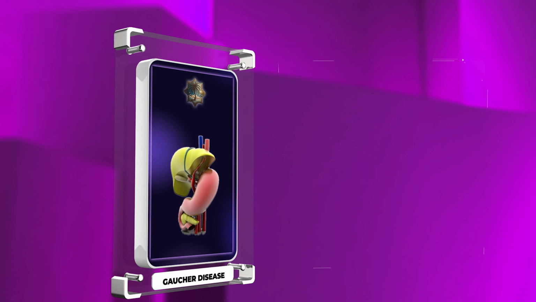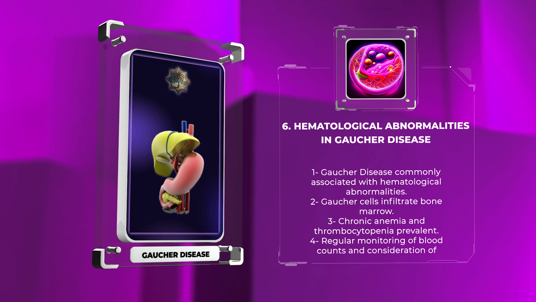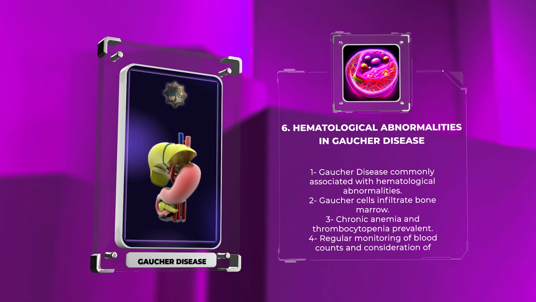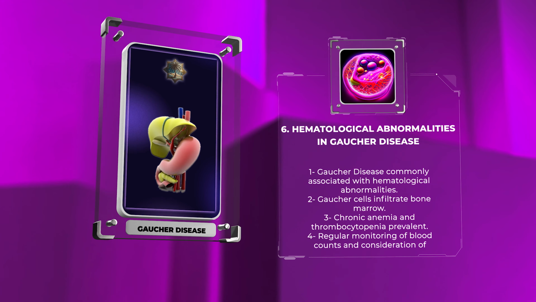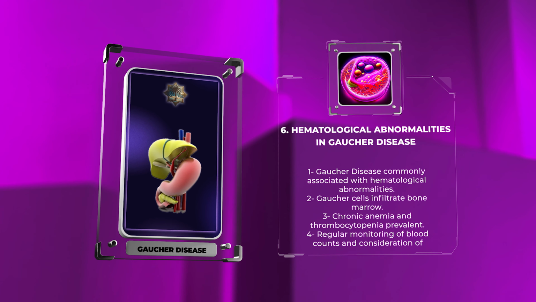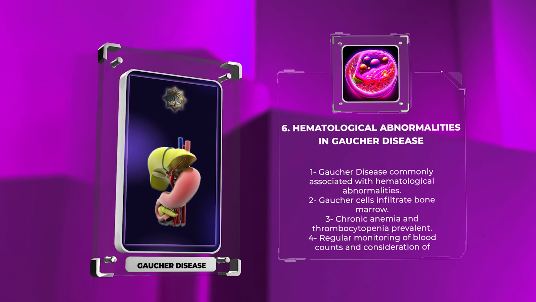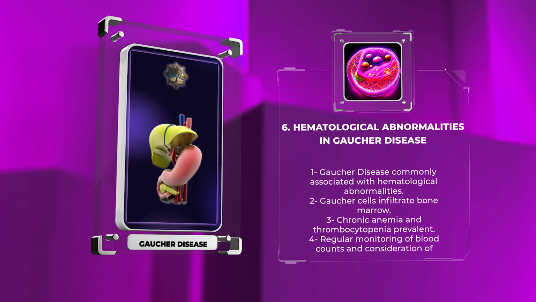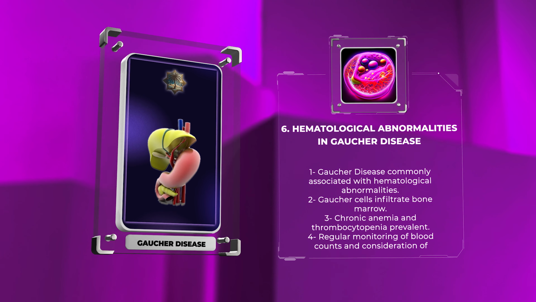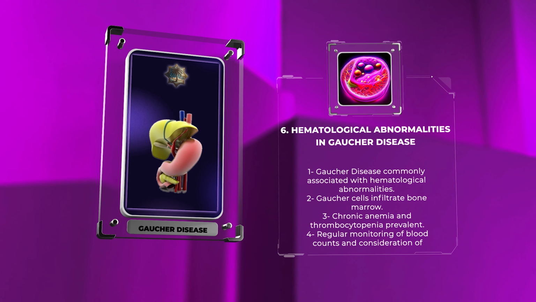Hematological abnormalities are commonly observed in Gaucher disease, primarily due to the infiltration of Gaucher cells into the bone marrow. Chronic anemia and thrombocytopenia are the most prevalent hematological manifestations. Anemia results from decreased red blood cell production and increased destruction, while thrombocytopenia arises from hypersplenism and platelet sequestration. Regular monitoring of blood counts and consideration of transfusion support are crucial in the management of Gaucher disease.